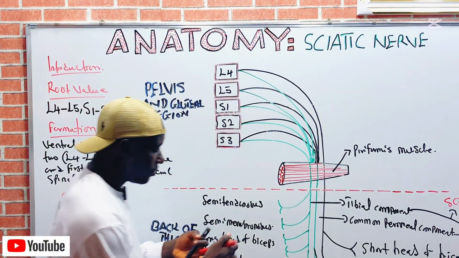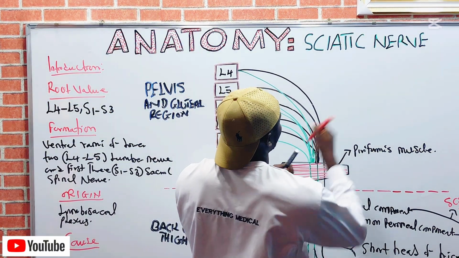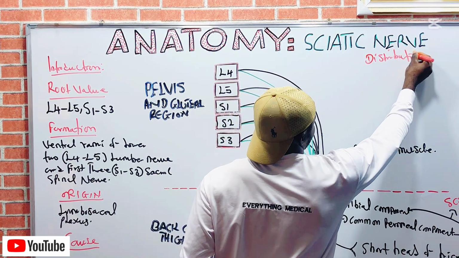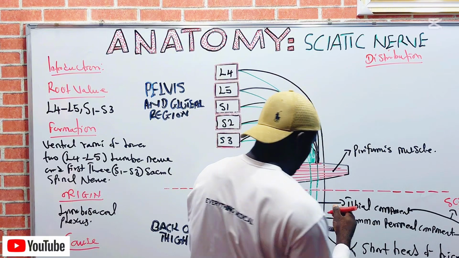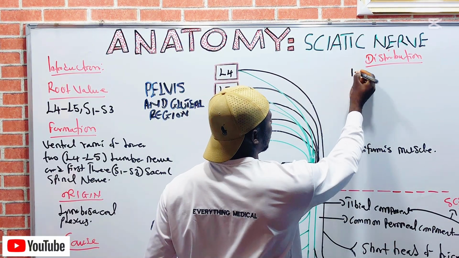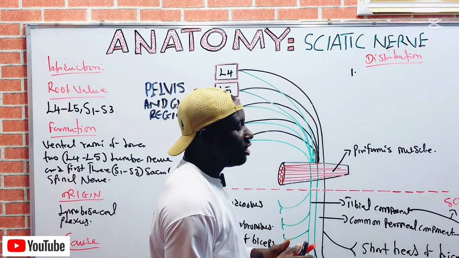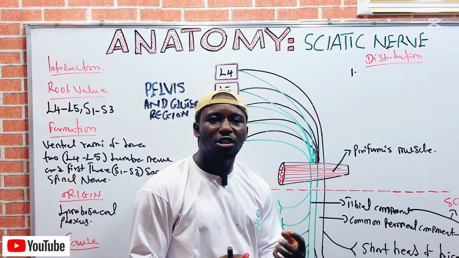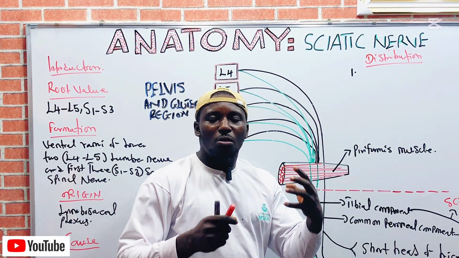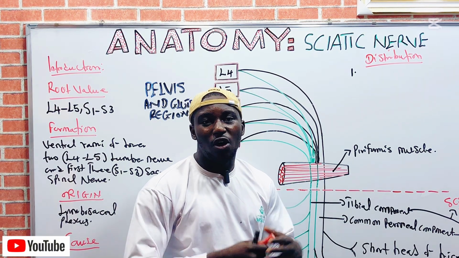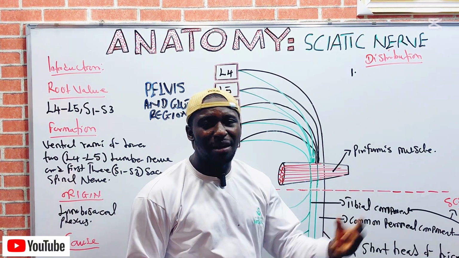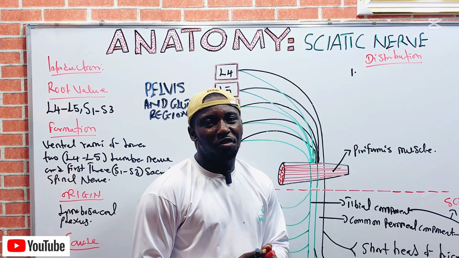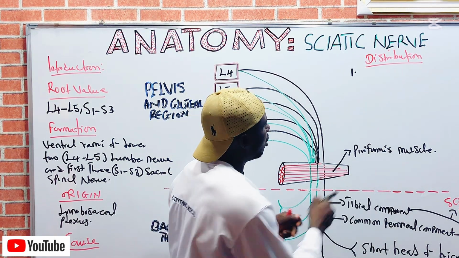The distribution of the sciatic nerve. Number one is that the motor branches of the undivided trunk of the sciatic nerve innervate the muscles at the posterior compartment of the thigh, or at the back of the thigh, which extend the hip and flex the knee. That is the number one distribution of the what? Of the sciatic nerve.